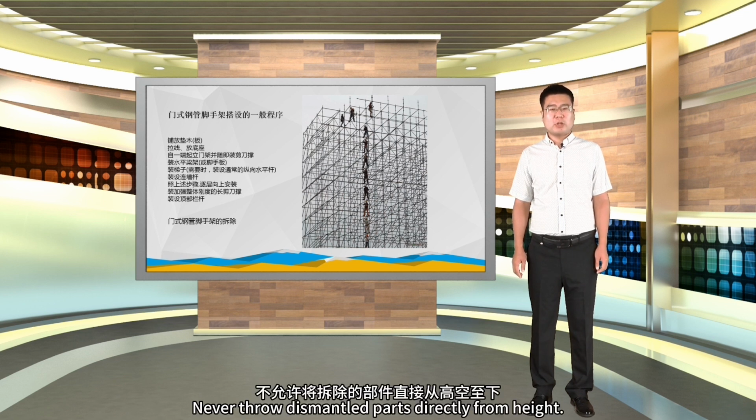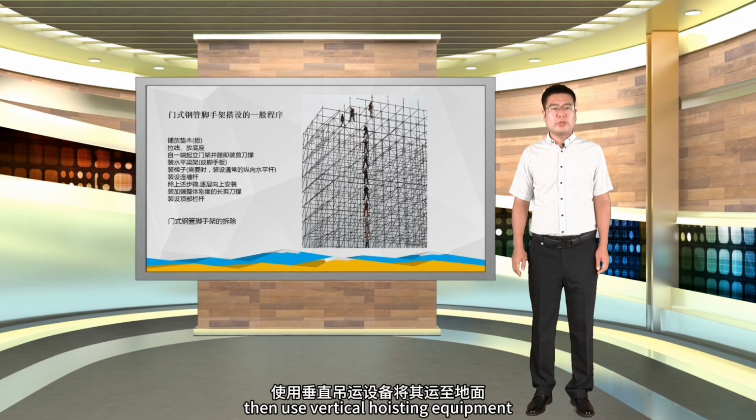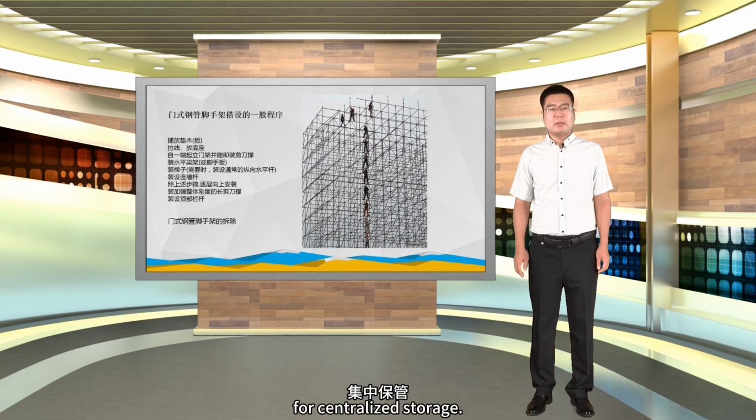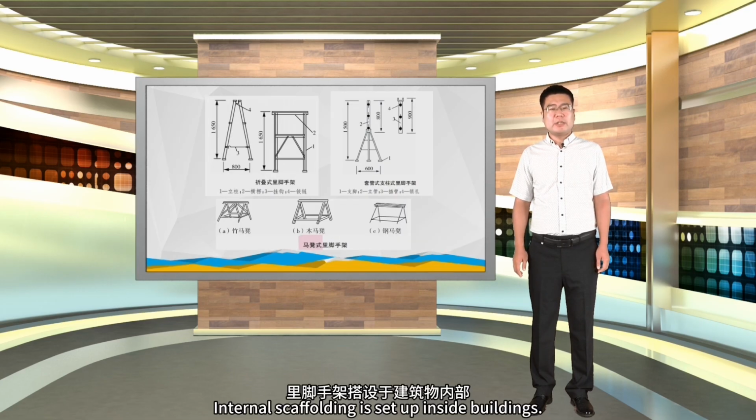Never throw dismantled parts directly from height. Sort and bundle dismantled components by types. Then use vertical hoisting equipment to lower them to the ground for centralized storage. Internal scaffolding is set up inside buildings.